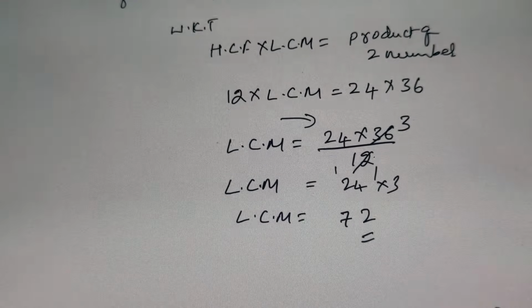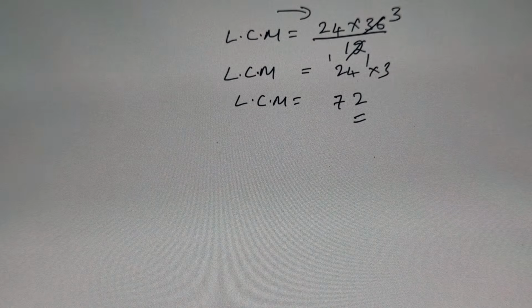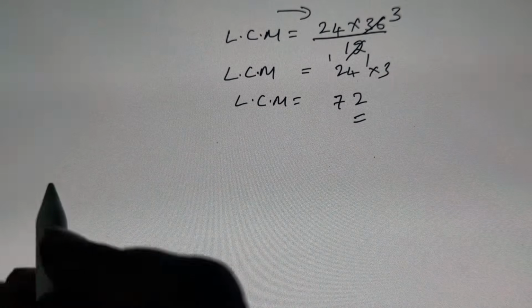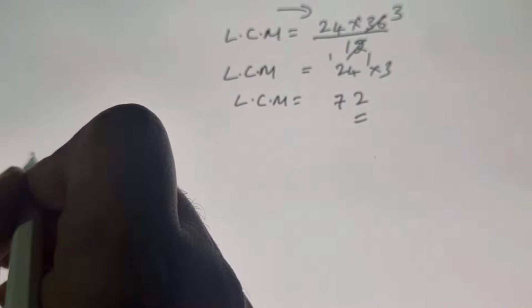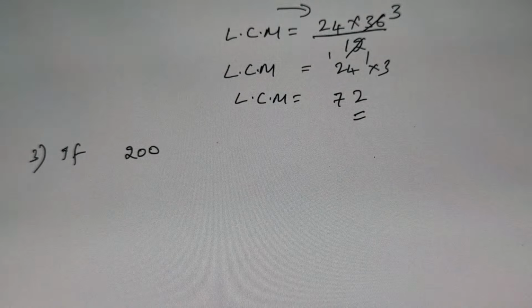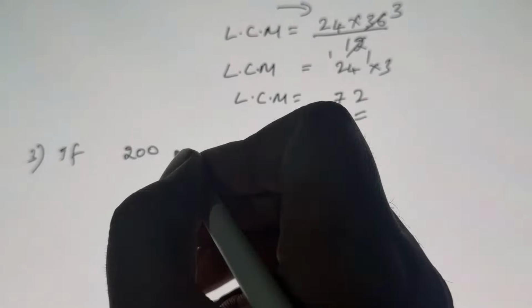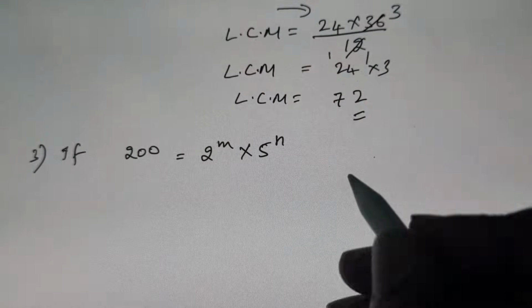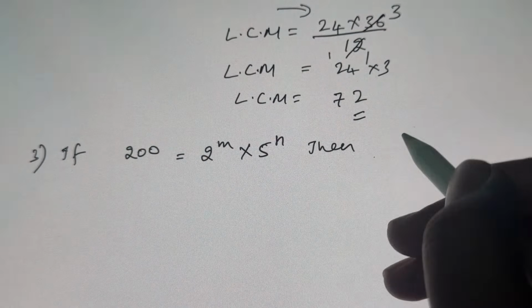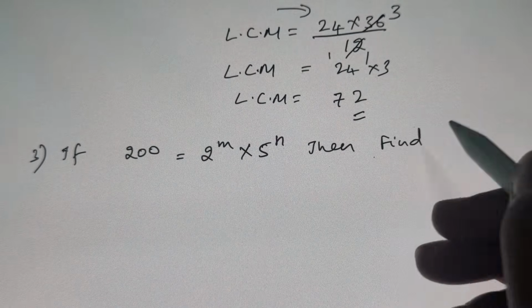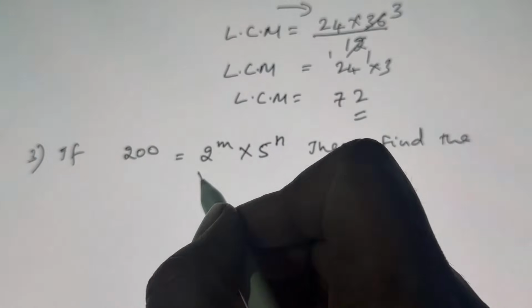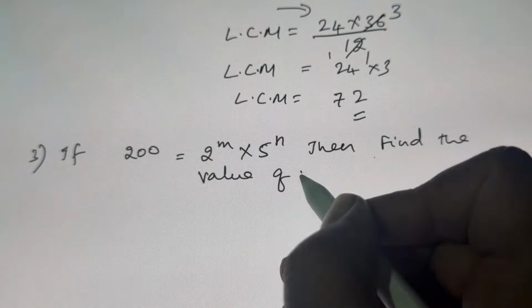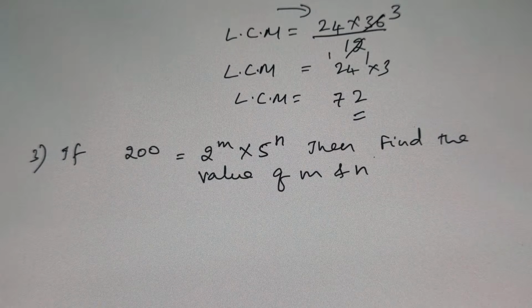Going for the next problem, the students have asked, question number 3. If 200 is equal to 2 to the power of m into 5 to the power of n, then find the value of m and n.